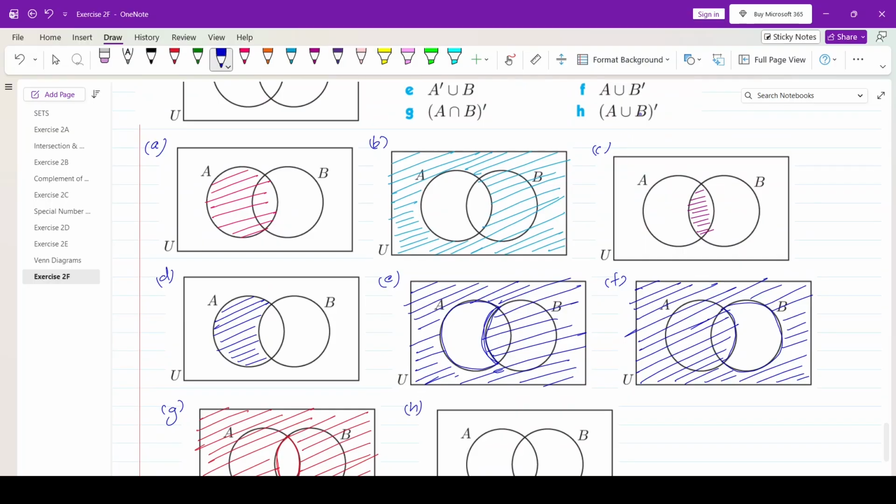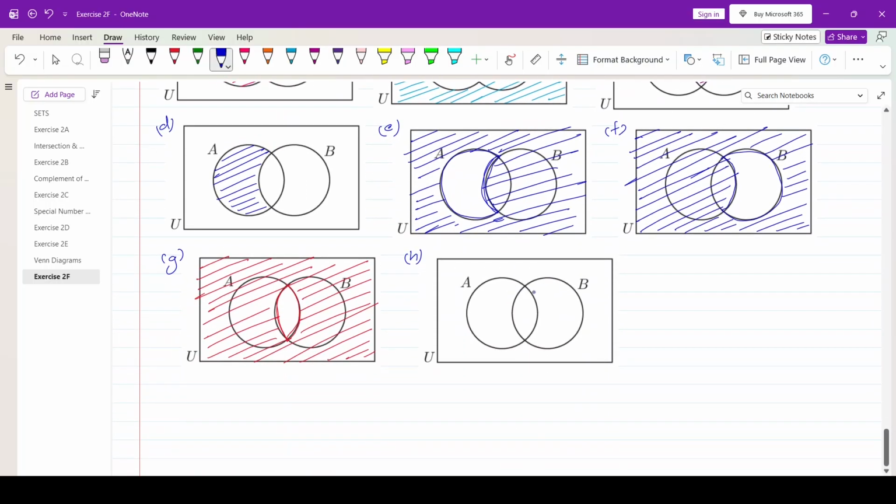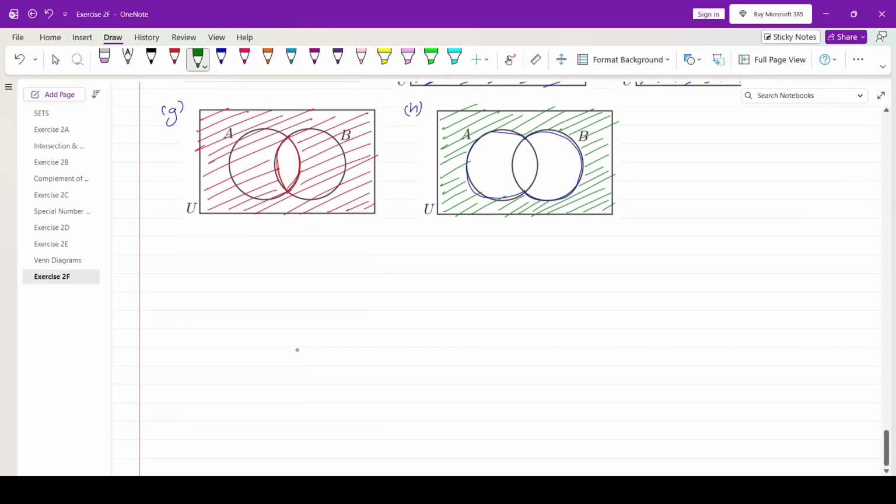H says A union B, the complement of whole thing. A union B is this part. So our shaded region will be outside this part, which is this part. Let's move on to the next question.